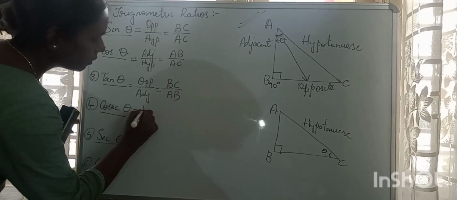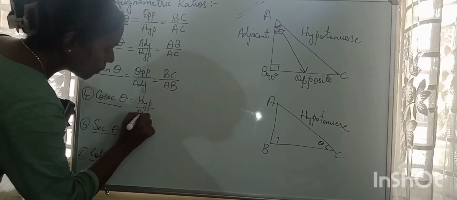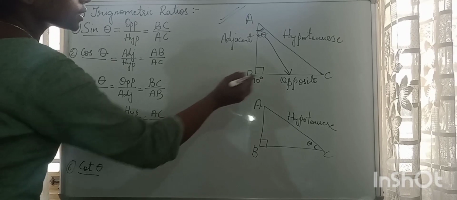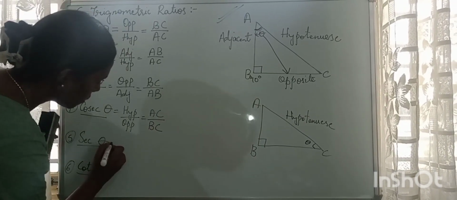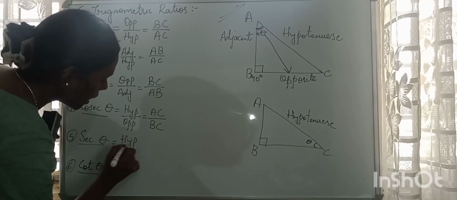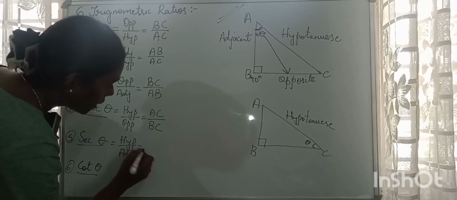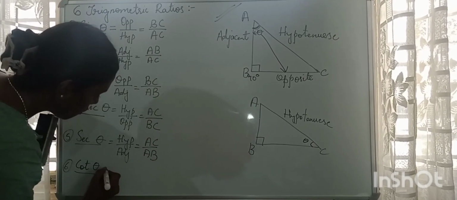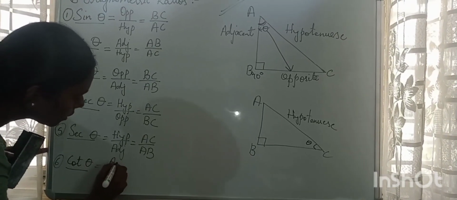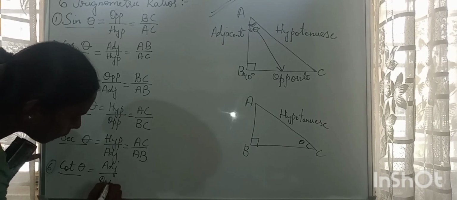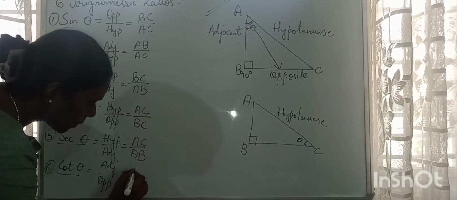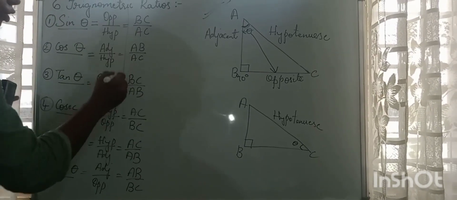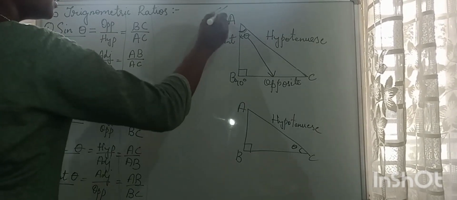For cosecant theta, ratio is hypotenuse by opposite. Hypotenuse is AC and opposite is BC. For secant theta, the ratio is hypotenuse by adjacent. Hypotenuse is AC and adjacent is AB. For cot theta, the ratio is adjacent by opposite. Adjacent is AB, opposite is BC. So all these ratios are for first triangle.